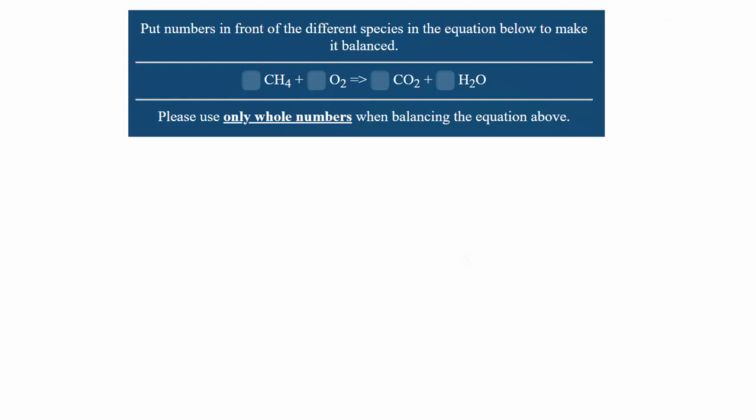In this question, we've effectively been presented with an equation: CH4 plus O2 produces CO2 plus H2O. What we've been asked to do is balance this equation by putting some numbers in front of it. It's also been specified that we should only use whole numbers, so when we get to our final equation, it should be in all whole numbers.